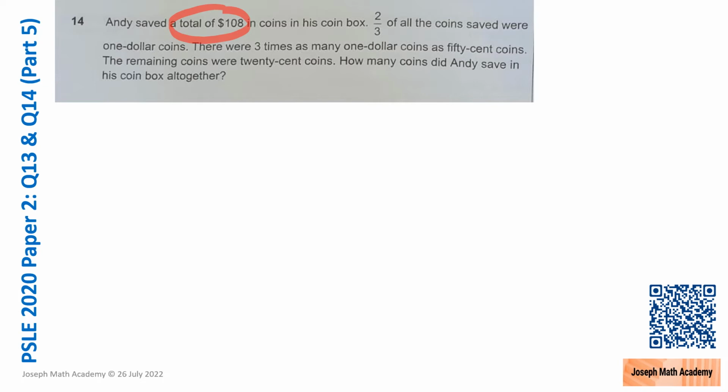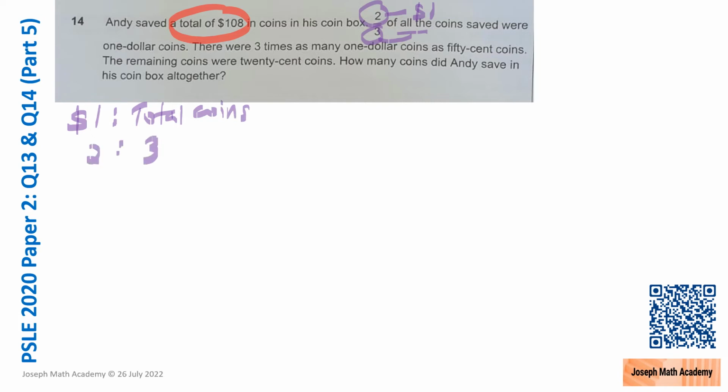Now, I'm going to present number 14 using ratio. So we have this fraction here, 2 out of 3. 2 refers to the $1 coins, and 3 refers to all the coins. Alright, so this is actually my first ratio. Okay, I'm going to write down $1 to the total. The total coins is 2 to 3.